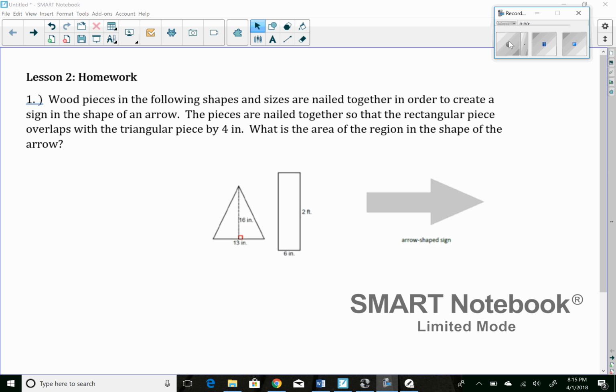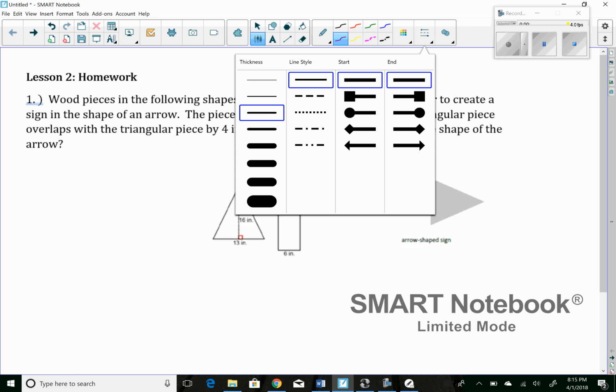All right, everybody, welcome to the video for lesson number 2 in our geometry unit about area and volume. So in this lesson, we learned how to combine multiple areas together, and we had to look at a couple different things on how to figure out the area of a model.